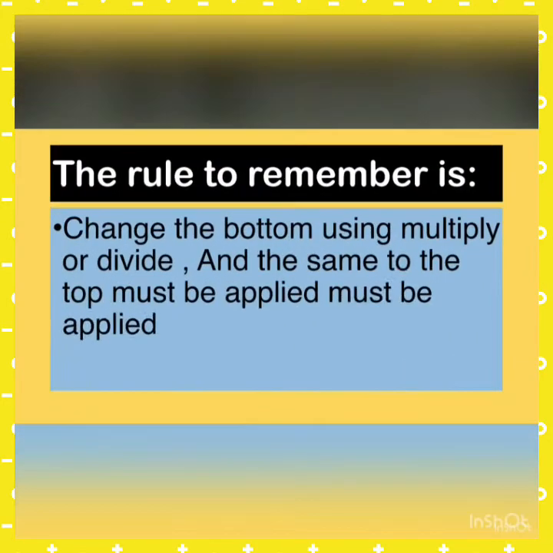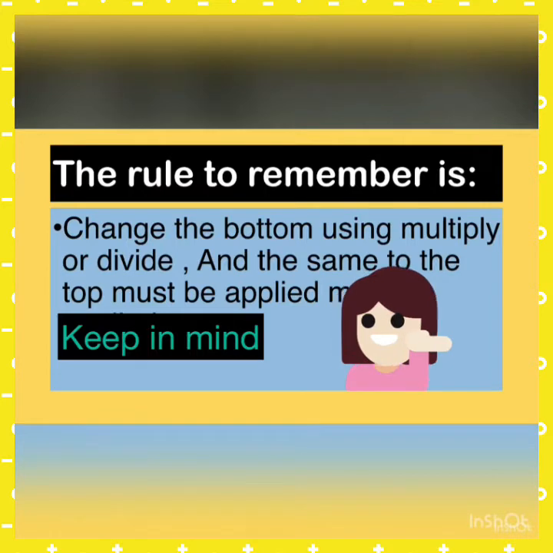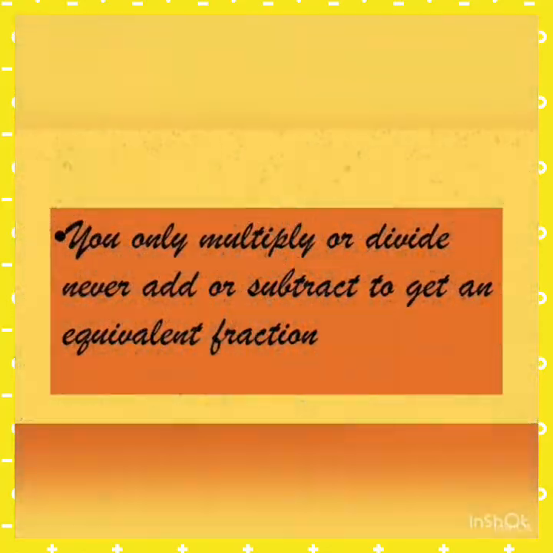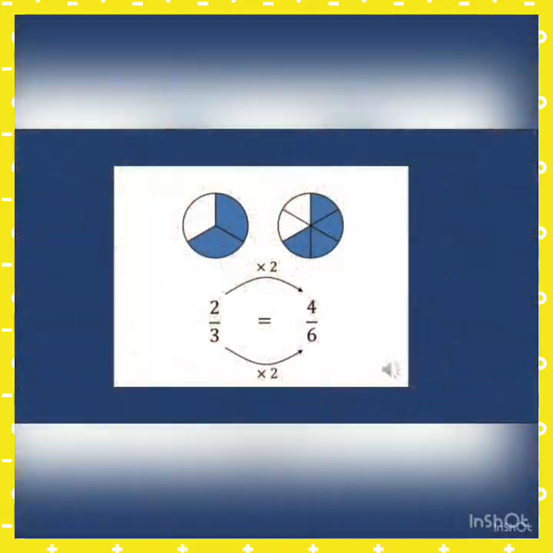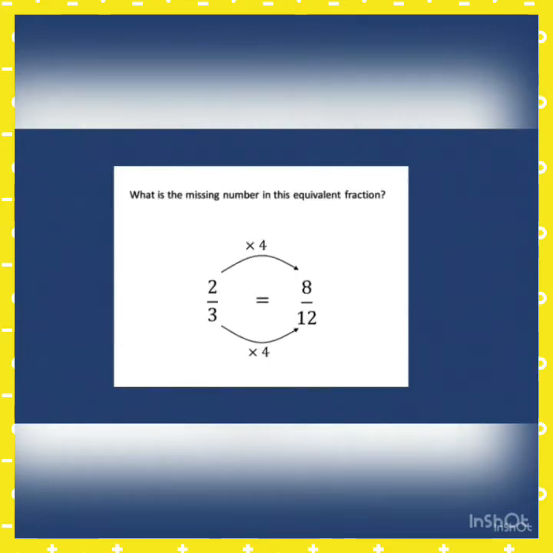Now, there are some rules that you always have to keep in your mind. The rule to remember is: whatever you do to the bottom using multiply or divide, the same must be applied to the top. You only multiply or divide, never add or subtract, to get an equivalent fraction. By using this rule, you can write as many equivalent fractions as you want.